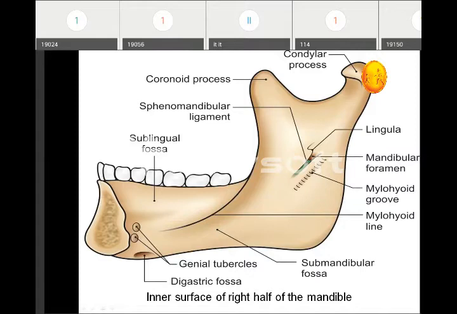The mandible is related with all three salivary glands, that is parotid, sublingual and submandibular. Parotid is in relation to the ramus of the mandible, whereas sublingual and submandibular are in relation to the inner surface of the body of the mandible.